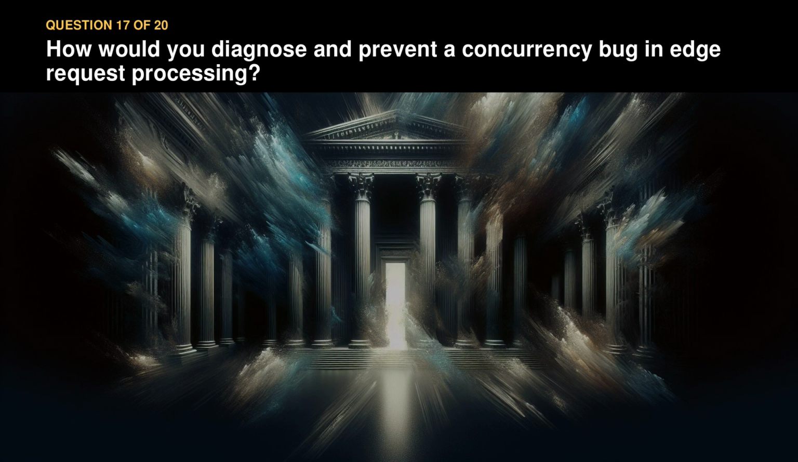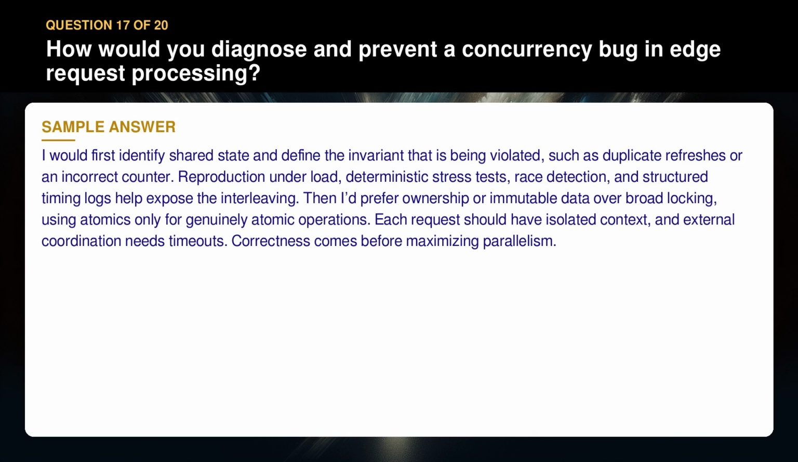Question 17. How would you diagnose and prevent a concurrency bug in edge request processing? I would first identify shared state and define the invariant that is being violated, such as duplicate refreshes or an incorrect counter. Reproduction under load, deterministic stress tests, race detection, and structured timing logs help expose the interleaving. Then I'd prefer ownership or immutable data over broad locking, using atomics only for genuinely atomic operations. Each request should have isolated context, and external coordination needs timeouts.